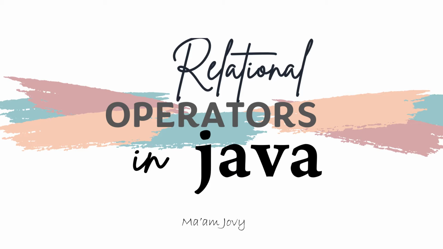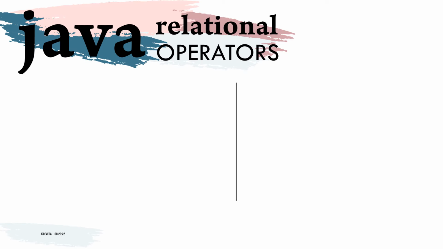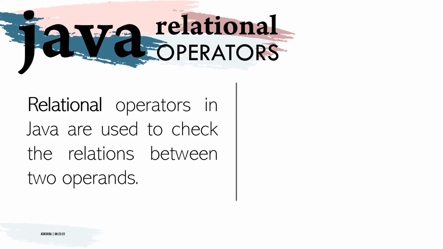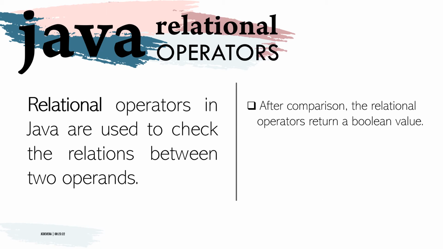In this video, I am going to talk about relational operators in Java. In programming, we often need to check the relation between two operands such as equality, inequality, and others. Relational operators in Java are used to check the relations between two operands. After comparison, the relational operators return a Boolean value.